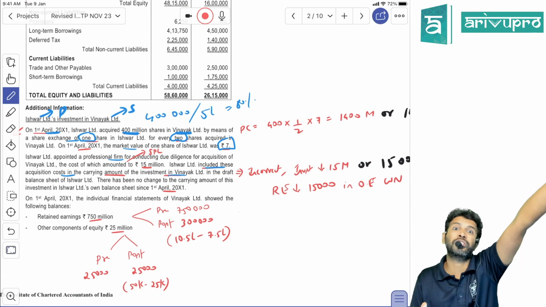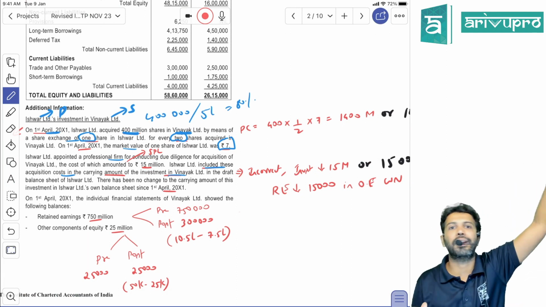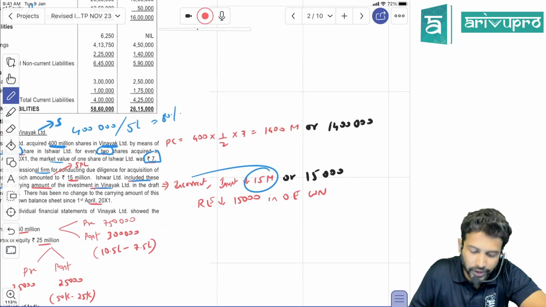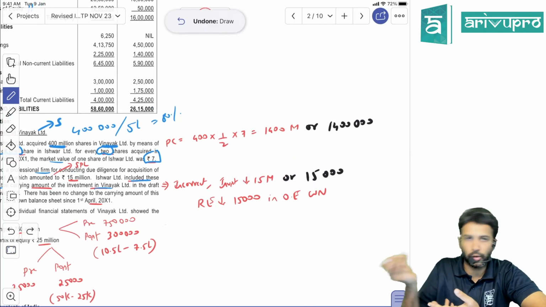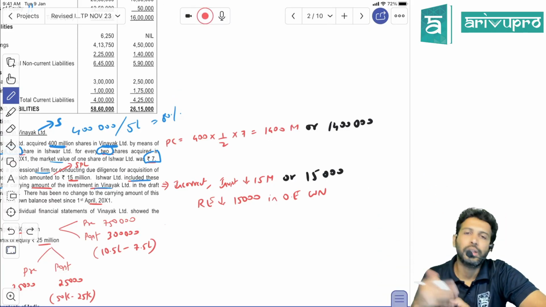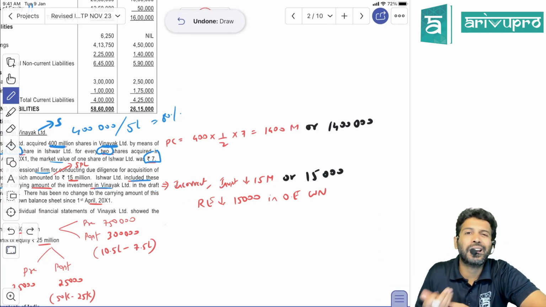It should be transferred off to SPL. Instead of transferring it to SPL, they've added it to the cost of investment. So what do we need to do? The investment in subsidiary balance, we have to reduce by 15 million, or 15,000 if you express it in thousands. And this amount you have to transfer to the retained earnings, right? Because the parent has purchased this.